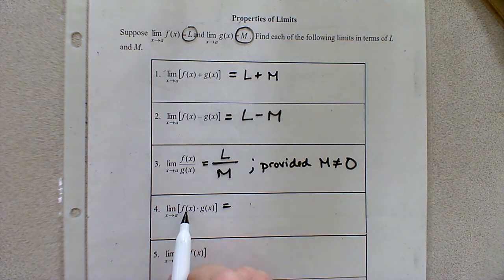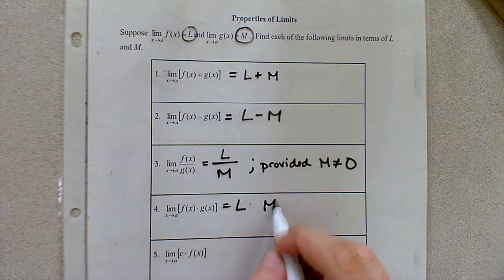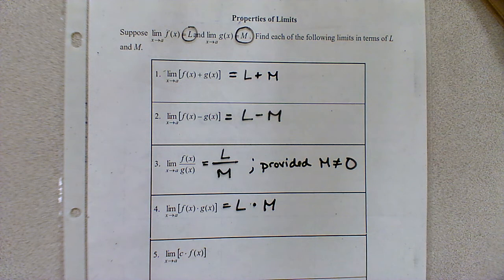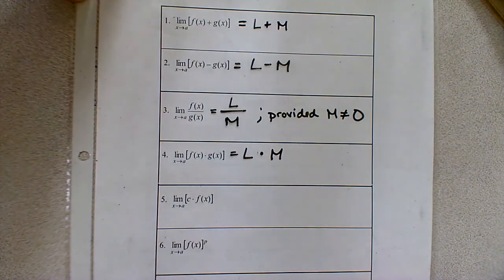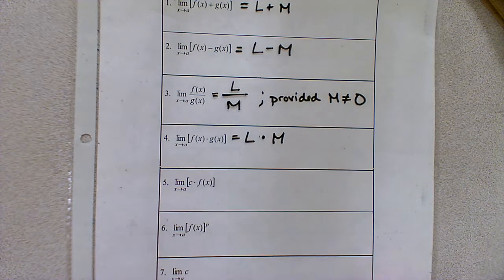For the next one, we can take the individual limits, L and m, and multiply them together. So I think those are pretty common sense. The next three are a little different, but still easy in my opinion.